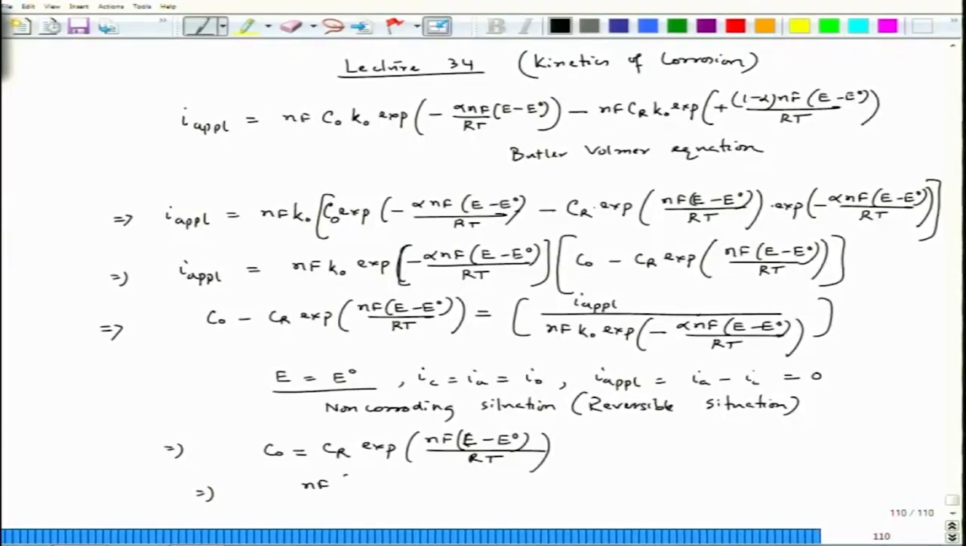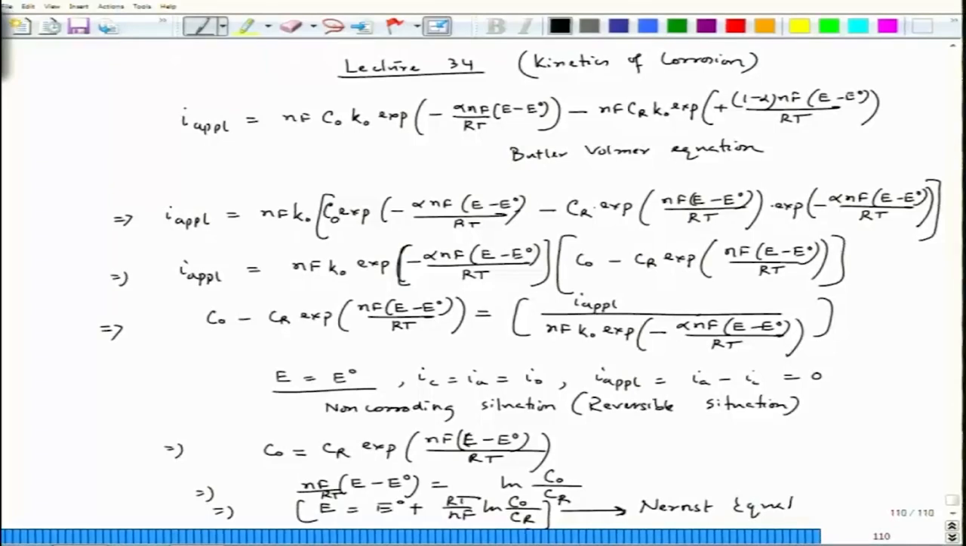equal to nF (E minus E_0) equal to ln C_O by C_R, or E equal to E_0 plus RT by nF ln C_O by C_R. So, this is nothing but the Nernst equation. So, we are also getting the Nernst equation.